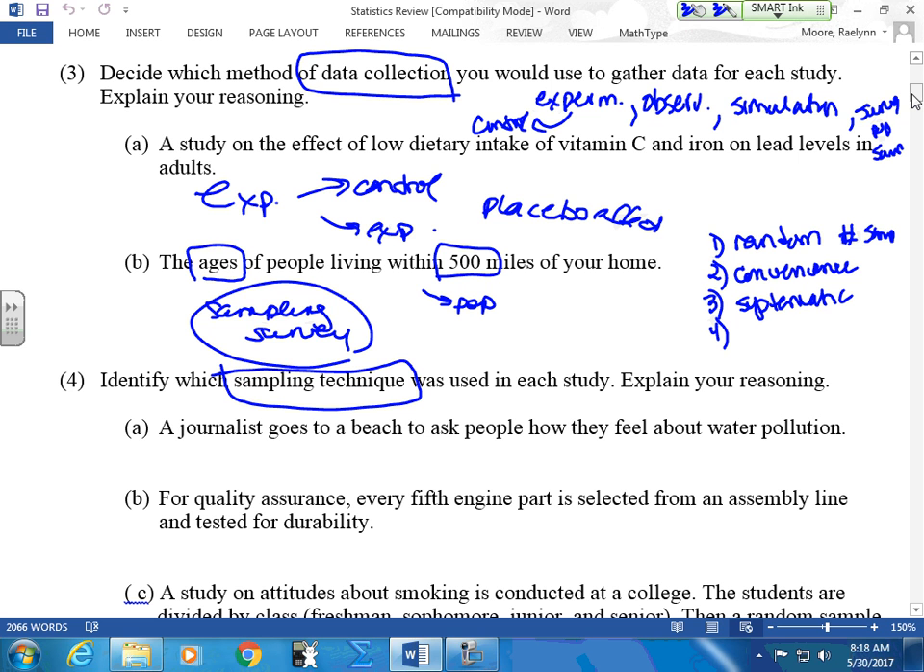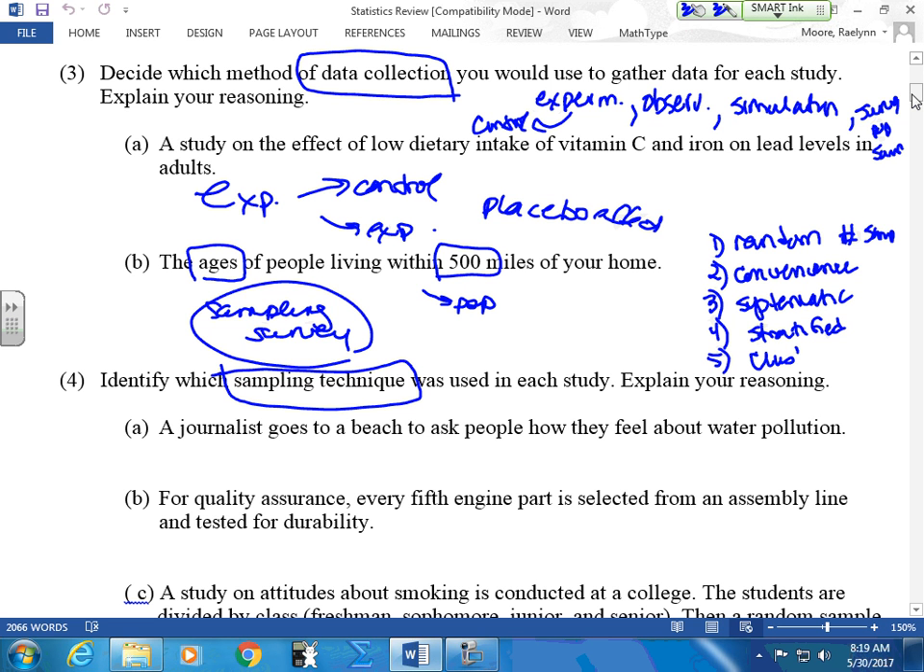On your notes. Stratified. What's stratified? You got to know these. These are great 2-point multiple choice questions. Stratified. What does a stratified rock look like? I'm a science person, sorry. A stratified rock has layers, doesn't it? Stratified. It's layered. So you're taking a little bit from everything. Think of stratified. This is a perfect example: some freshmen, some sophomores, some juniors, some seniors. That's stratified. Okay? And what's the last one?